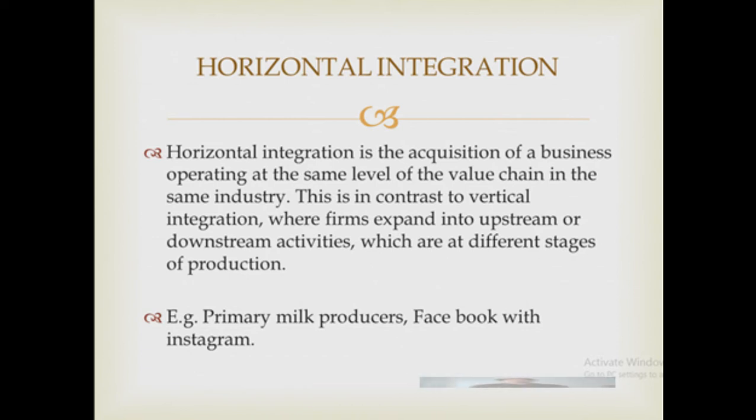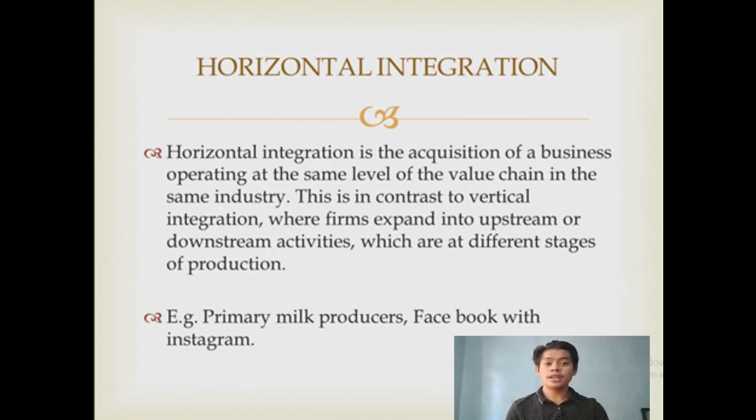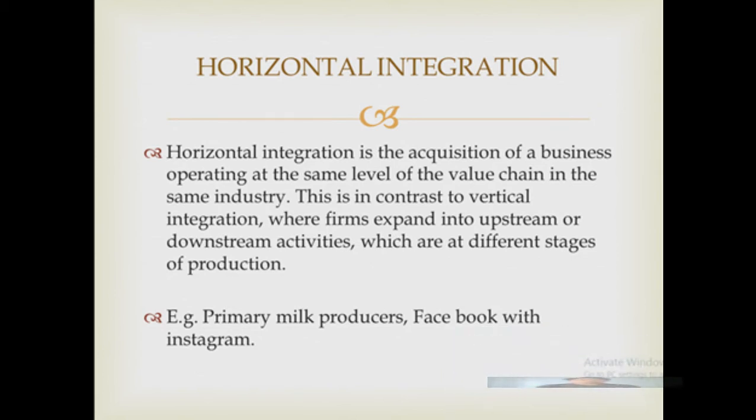The first type of market integration is horizontal integration. Horizontal integration is the acquisition of a business operating at the same level of the value chain in the same industry. It means the company is increasing production of goods or services at the same part of the supply chain. This is in contrast to vertical integration, where a firm expands to upstream or downstream activities, which are different stages of production. Examples are primary milk producers, and Facebook with Instagram.